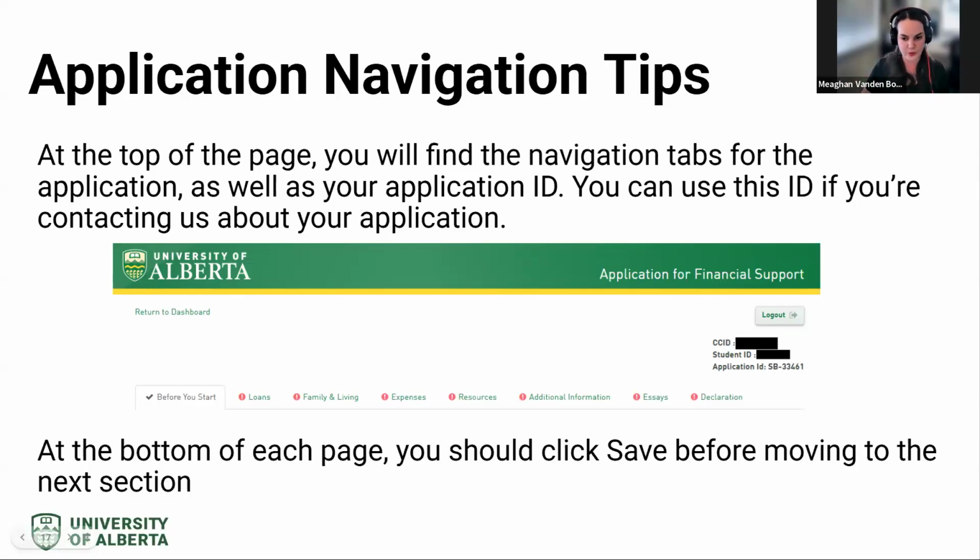In the top right-hand corner, you'll see your CCID, your student ID, and an application ID. So in this case, it's SV33461. We can find your application by your student ID number as well, but if you want to be very clear about what application you're talking about, just quote us that number and we'll be able to find it very easily.